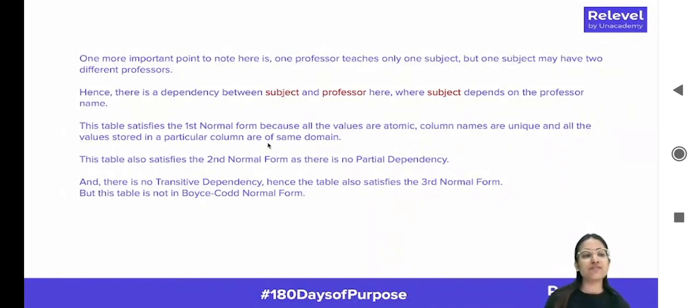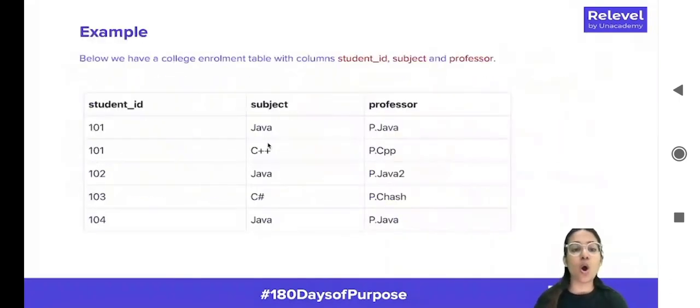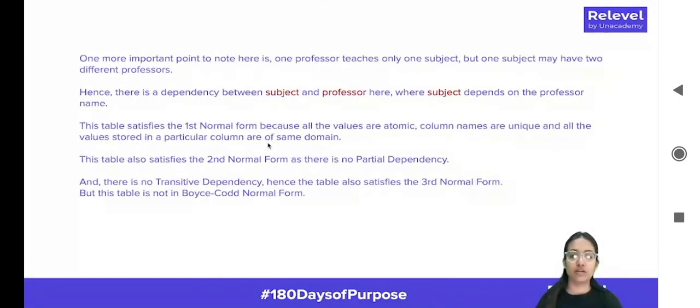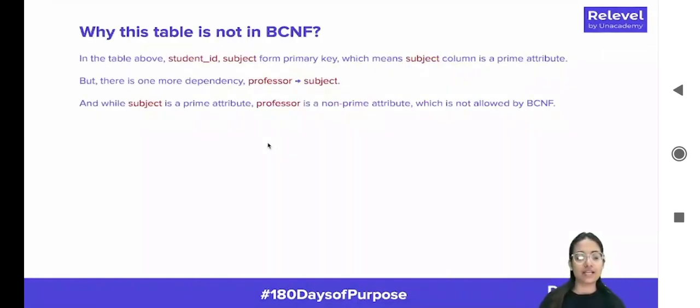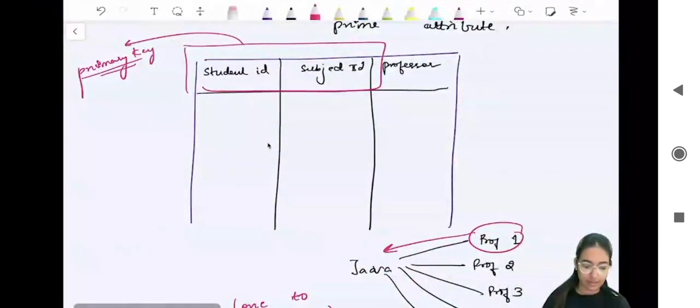But the thing is, the first, second and third normal forms are satisfied, but the Boyce-Codd normal form is not satisfied here. Okay, and how come that is? In this table, student ID and subject form the primary key, which means both subject and student ID are prime attributes, correct? Here, remember, it's not subject ID, it's subject.